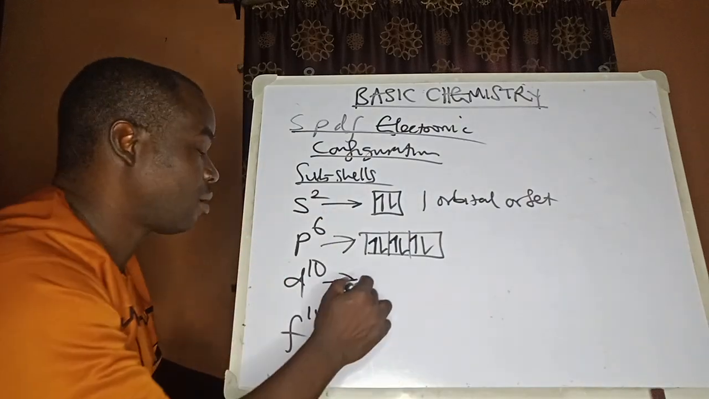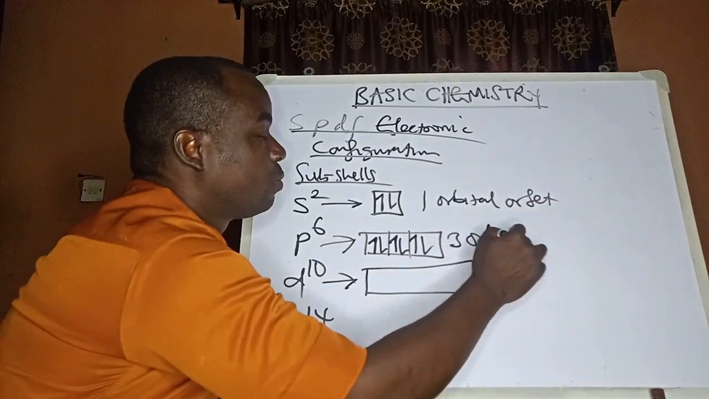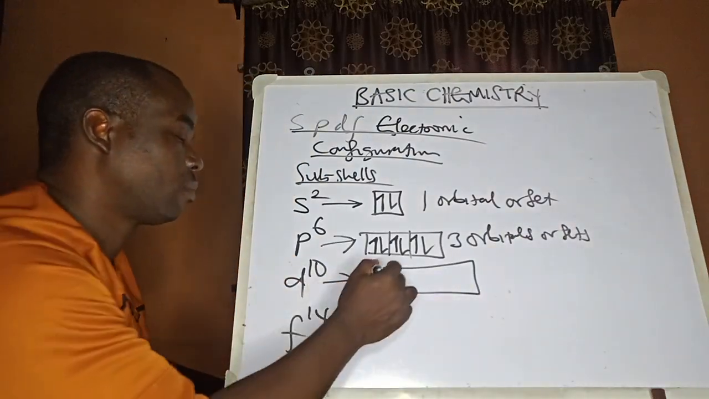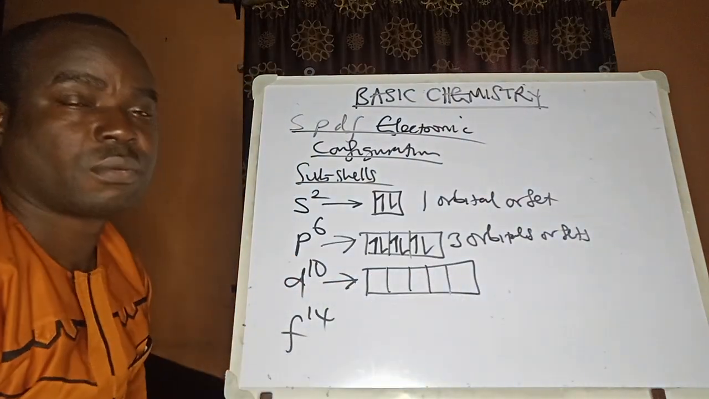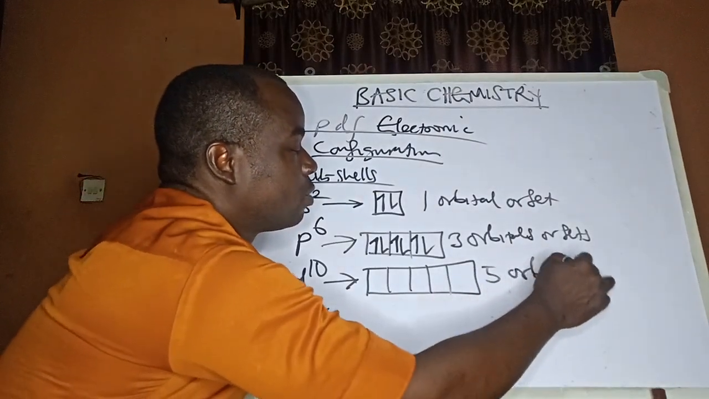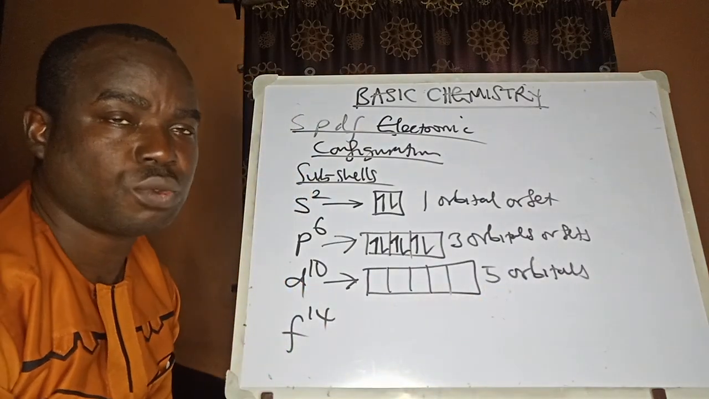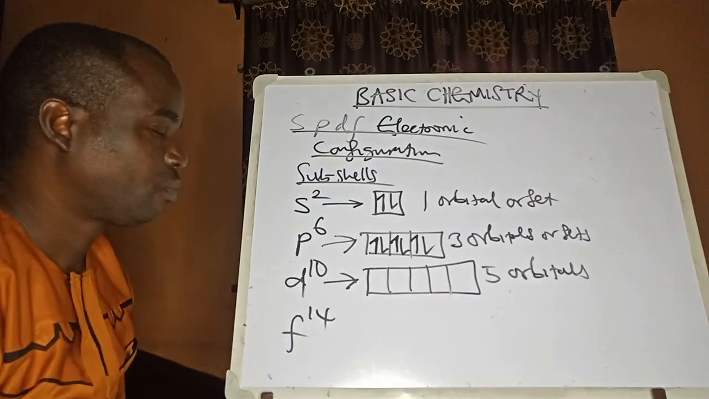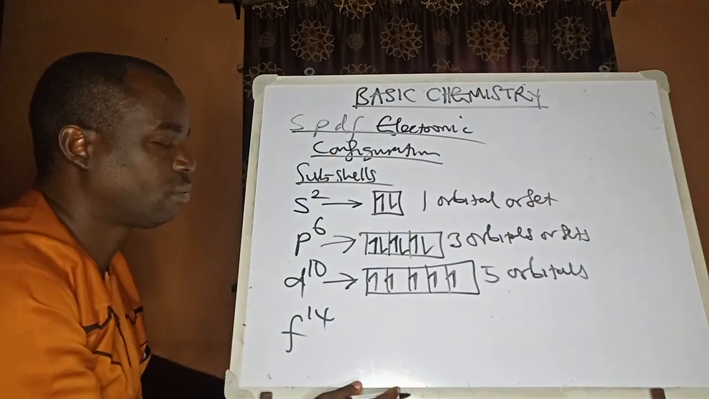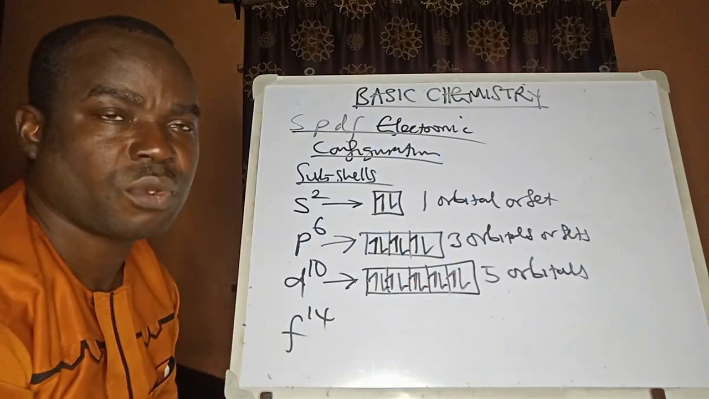Now we have the D orbital has 5 boxes. This one is 3 orbitals or sets. This one has 5. Okay, 5 orbitals, 5 sets. Are we good? Now, let us distribute this 10 here. We have 1, 2, 3, 4, 5. We now have 6, 7, 8, 9, 10. That is the distribution.